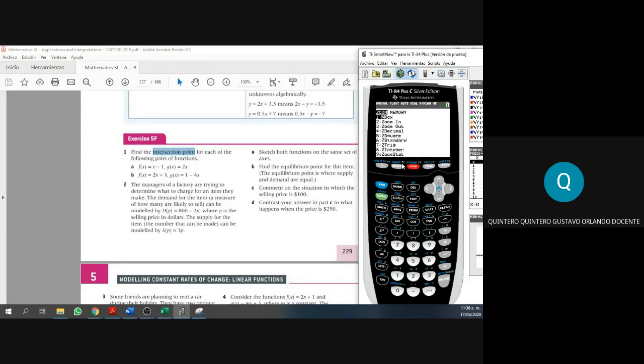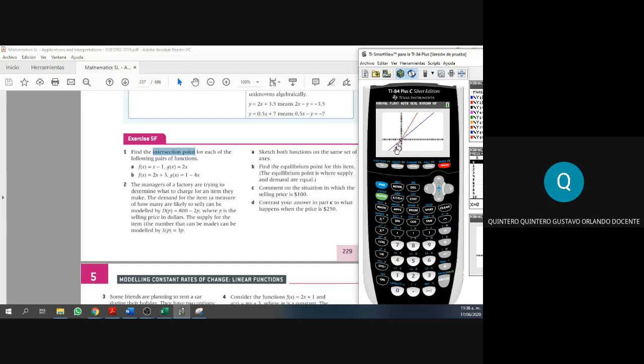Or a different option, which is to simply zoom out or zoom in. It depends on what you want. If you want to zoom out, you press the key zoom and then 3 for zoom out. If you want to zoom in, then the key zoom and then 2 for zoom in. That's it. In my case, I can clearly see the intersection point. If you cannot see it, you have to zoom in or zoom out or change the window until you find that intersection point. You need to be able to see the intersection so that you can tell the calculator to find it.